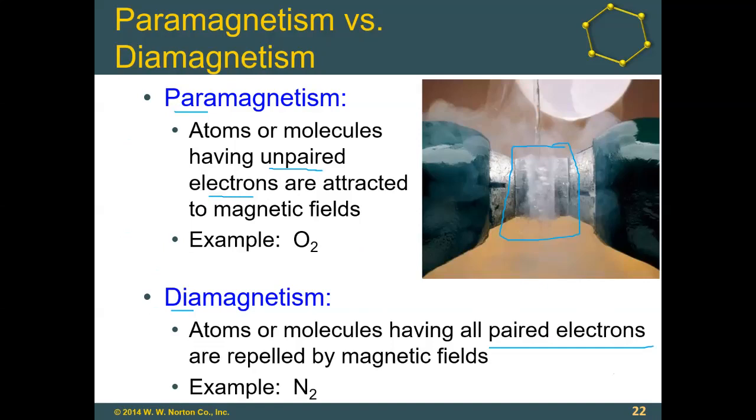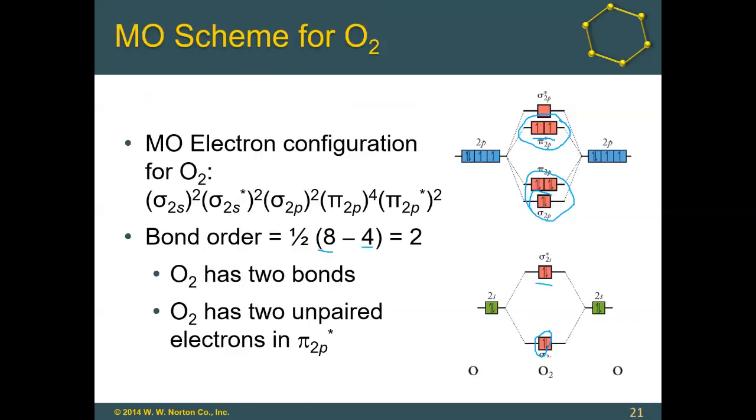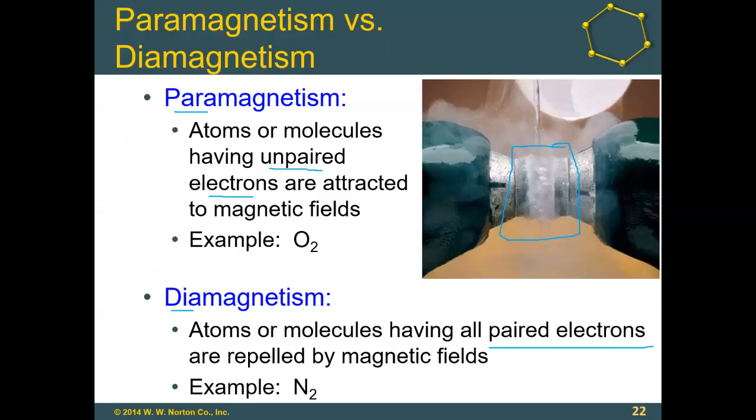And diamagnetic atoms and molecules are actually repelled by magnetic fields. But in the case of this oxygen, because of those two unpaired electrons, when you have unpaired electrons, you are paramagnetic, and you're actually attracted to magnetic fields. This is a situation where the Lewis structure does not quite explain the behavior, but the molecular orbitals do.